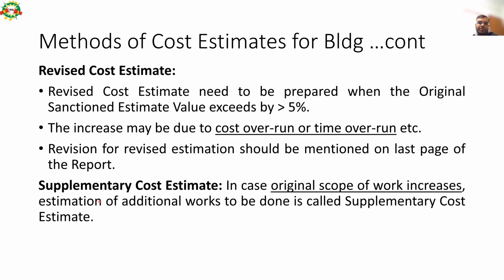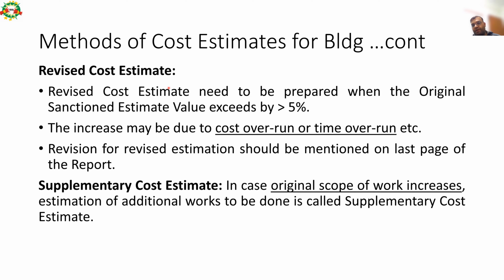And then there is also a supplementary cost estimate. So these two terminologies appear to be the same, but there is a difference between these two, and a 1 mark question can come out of it, to confuse the aspirants, IBBI aspirants. So in case of supplementary cost estimate, the original scope of work increases. So the keyword is that in case of revised cost estimate, you have to look for the keywords cost overrun, time overrun. However, in case of supplementary cost estimate, the original scope of work increases. So in case of revised cost estimate, the scope of work doesn't exceed.